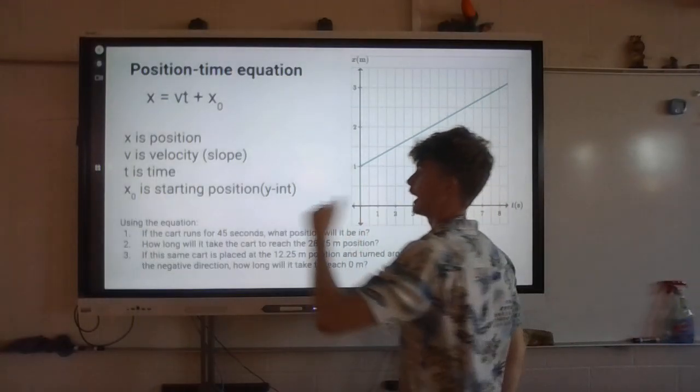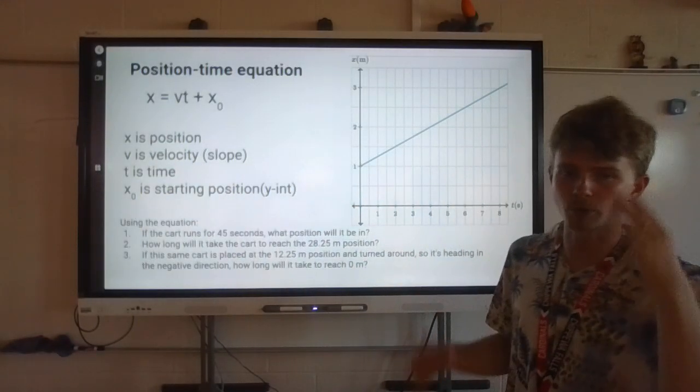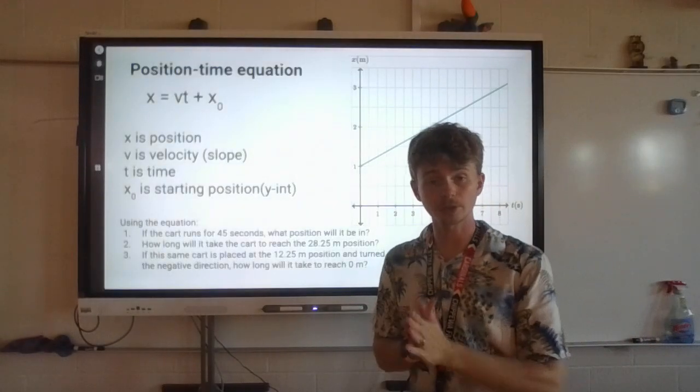Okay, so x stands for your position. So it just stands for where you're at. Next, we have v is velocity. Velocity is technically your slope.